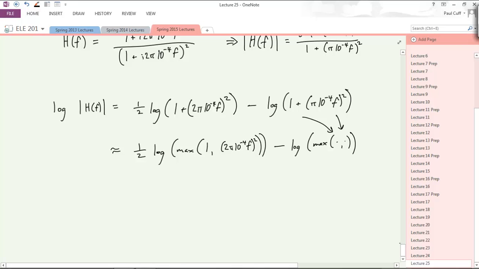Now, how come that helps? Well, notice that if 1 is the max, log of 1 is 0. So what we can do is replace that and say this equals 1/2, and I can just by inspection say this is going to be the max of these two things: 0 and log of this second term. Now that simplifies the square, right? That becomes a 2 log of 2 pi 10 to the negative 4 f.